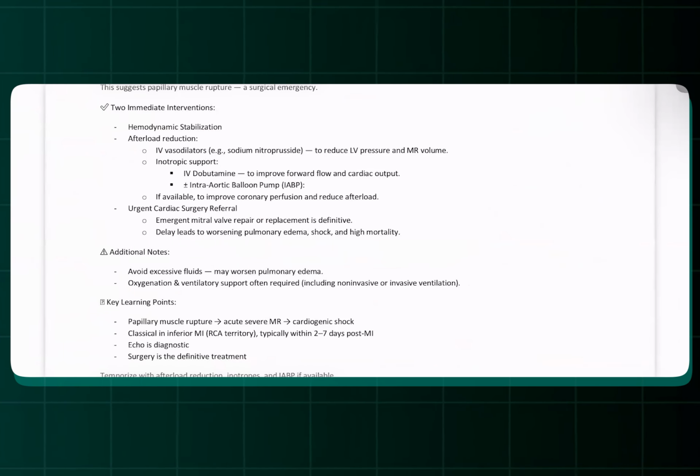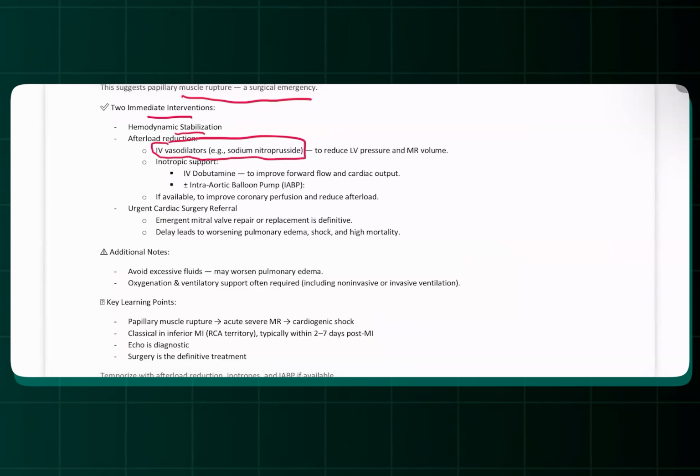So flail posterior mitral leaflet with severe acute MR is the diagnosis. Two immediate interventions, because it is a surgical emergency. It is not a medical emergency, but everything falls on critical care to immediately stabilize such a patient. So you do hemodynamic stabilization using IV vasodilators. You don't worry about the blood pressure. Blood pressure is already 80. Unless you dilate, this patient is not going to get any blood flowing into the aorta.